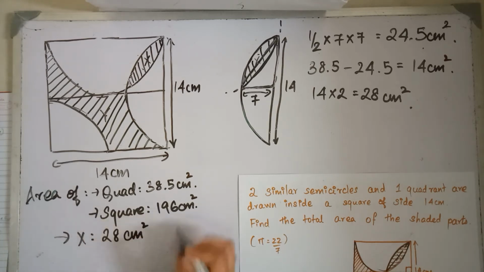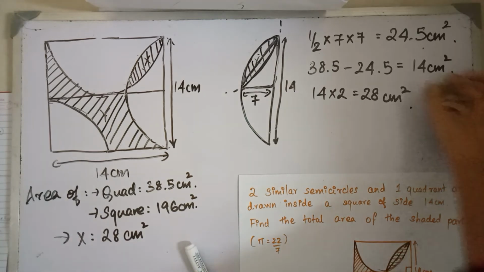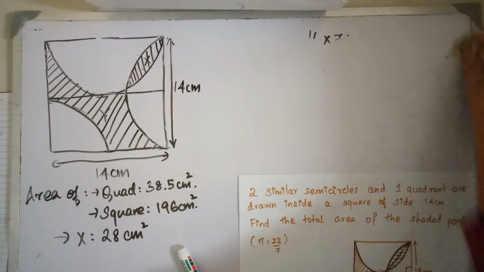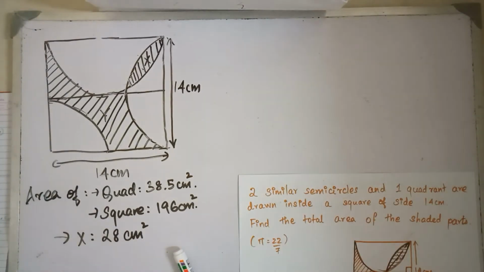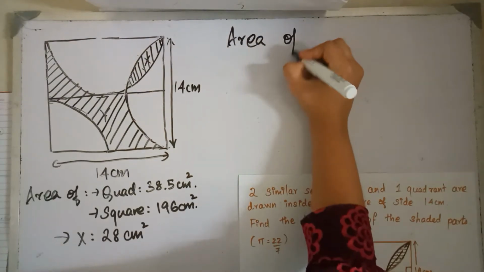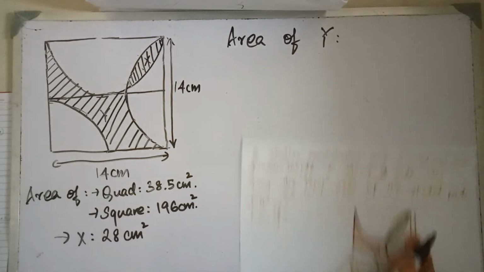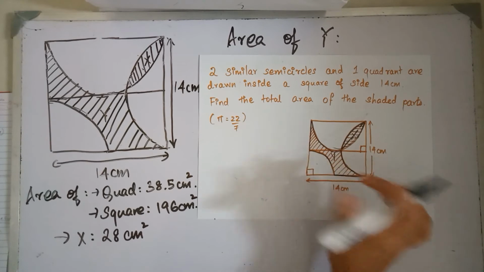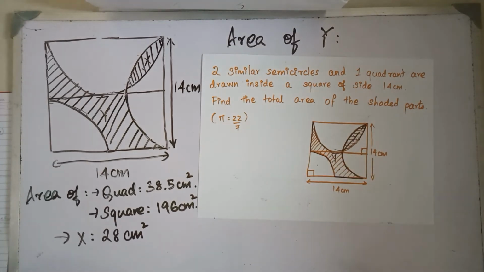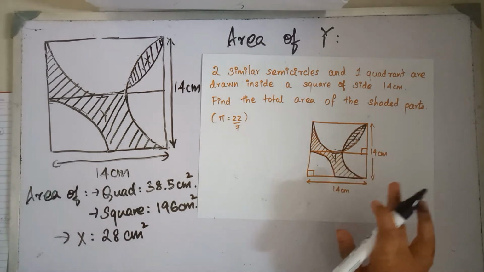28 cm square. Okay, next, we have found out one shaded region. Now comes the big shaded region, and that is the area of y. What is y? Y is this shaded region. We have found this out. Now we have this shaded region. Now to find this, we have to ignore everything else that we have found until now.